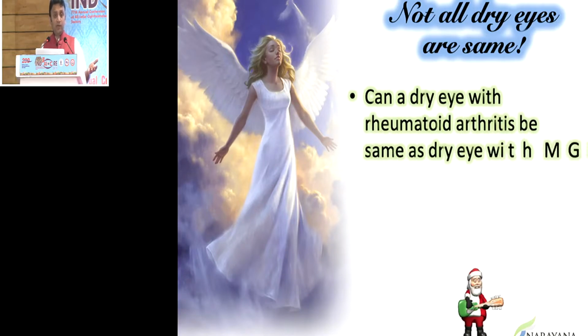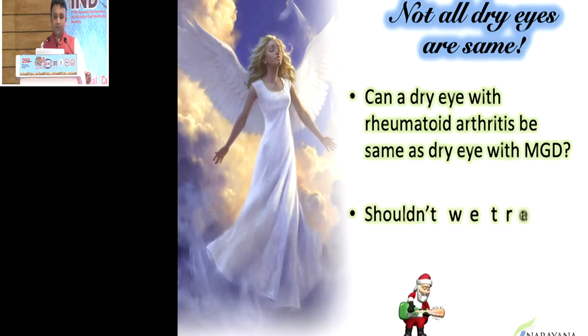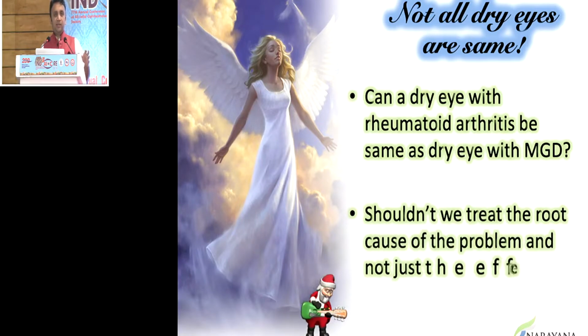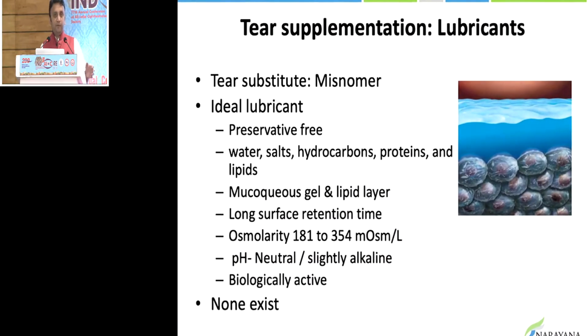So all dry eyes are not the same, we know that. How can a dry eye with rheumatoid arthritis be the same as dry eye with MGD? And still, we'll give the same lubricant drop and expect everything to be fine. Well, that does not happen. So we must understand that we need to investigate for the root cause of the problem.